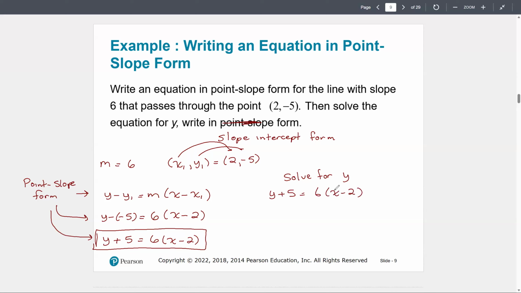So what we're going to do is distribute the 6 through first. So we get 6x minus 6 times 2, which is going to be -12. Then to get y by itself, we'll subtract that 5. And we get that y is equal to 6x minus 17. And this is going to be my slope-intercept form.